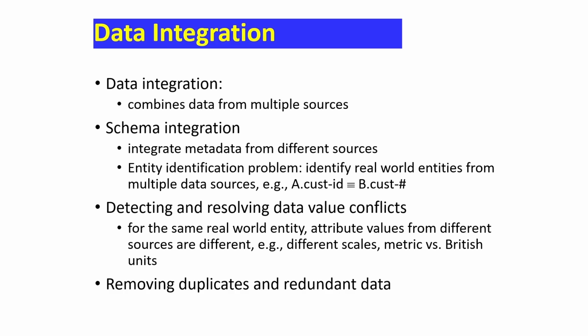So, integration from different sources. So, you can use schema integration, integrate metadata from different sources, and like you can see that this is A dot customer ID versus B dot customer ID. So, sometimes it will also need to detect and resolve the data value conflicts. So, some real world identity attribute values from different sources can be different, like different units, different scales, different values. So, you have to take care of that, otherwise you may not be able to integrate it properly, and obviously you need to remove the redundant data and duplicates.